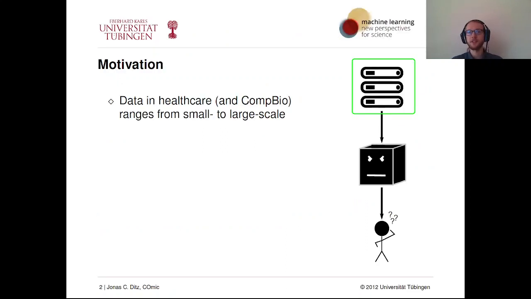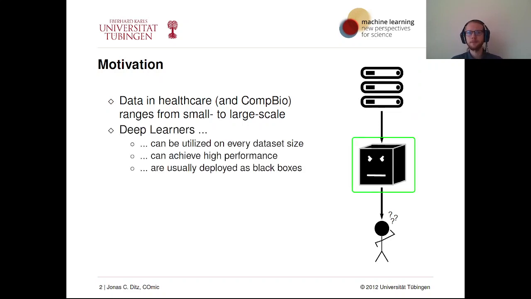What motivated us to do this research is the fact that in healthcare and computational biology in general, the size of available datasets ranges from small to large scale. One model type that can be successfully applied to all these different dataset sizes are deep learners. Due to efficient training procedures, they can be applied rather efficiently to large-scale data, but also be robustly trained on smaller-scale data. And due to being highly over-parameterized, they offer very high prediction performance.